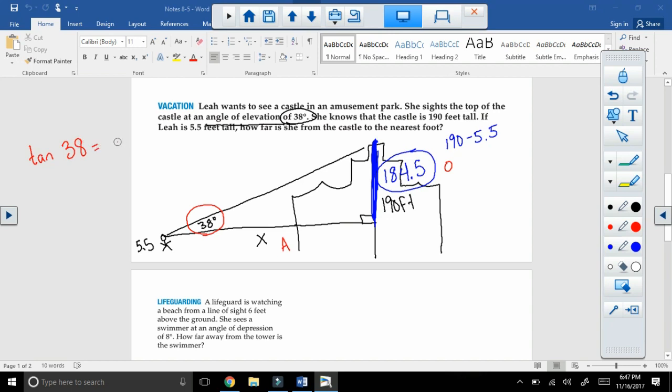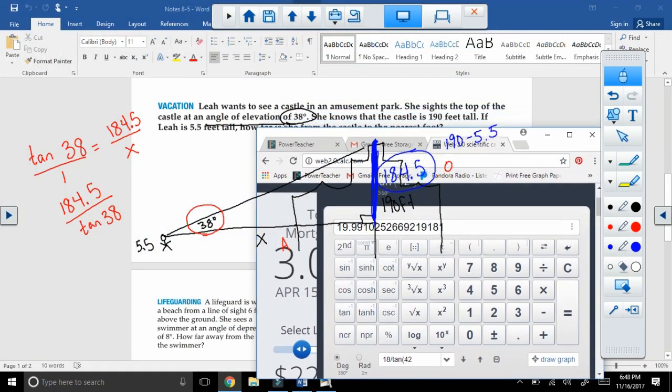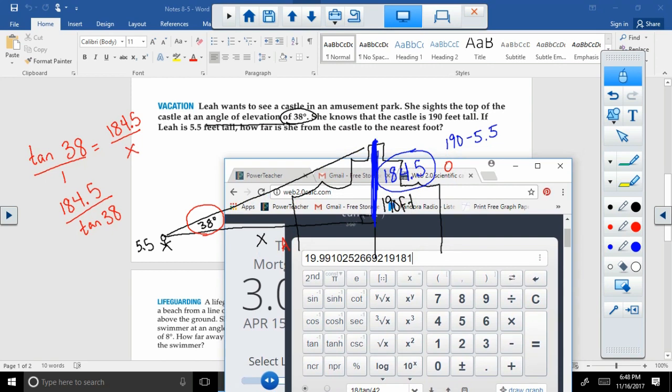Tangent of 38 equals the opposite, so in this case 184.5 over the adjacent, which is x. I have to cross multiply this one also. When I end up cross multiplying, what I'm going to have to type into my calculator is 184.5 divided by the tangent of 38. So I have to go grab my calculator again. Let's see, maybe I'll move it over here. Hopefully you guys can see that.